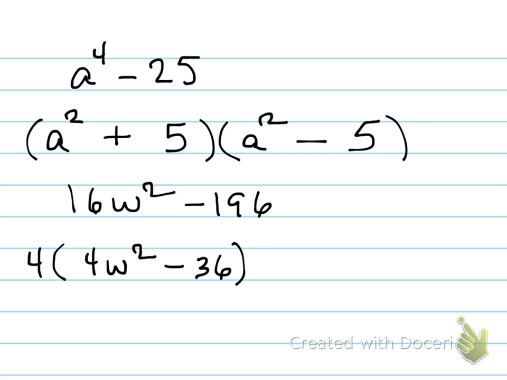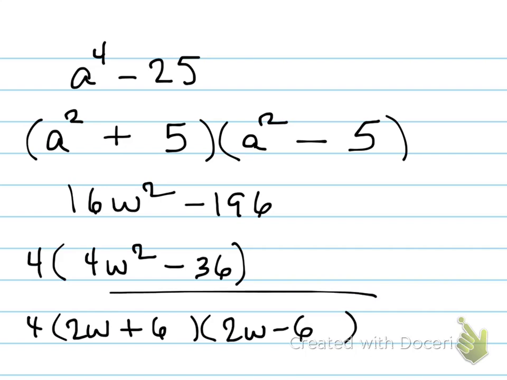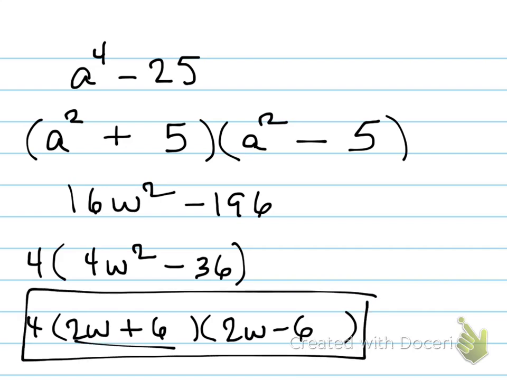Now, the thing inside is the difference of 2 squares. So what do I do with the 4? Bring it down. You're going to keep it. And what is my final answer? 2w plus 6, 2w minus 6. Ooh, wait a minute. How'd you get 36? That can't be right. Is 36 right? No, it's 49. There you go. Thank you. So it's not 6 but 7.